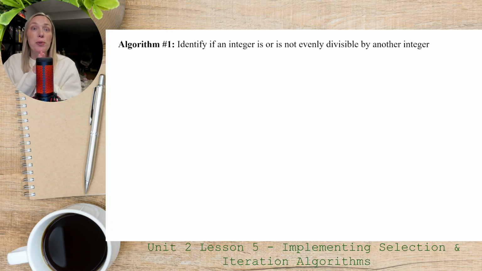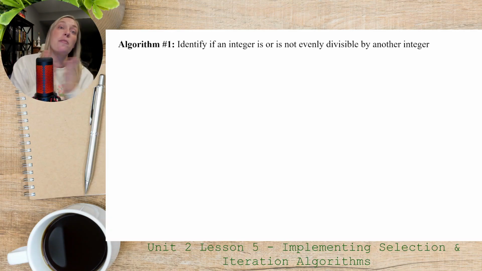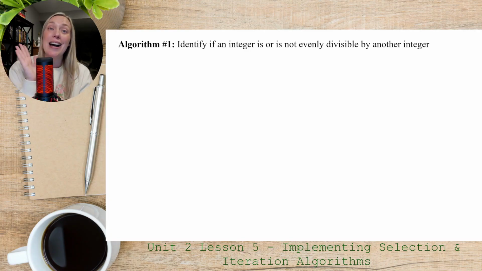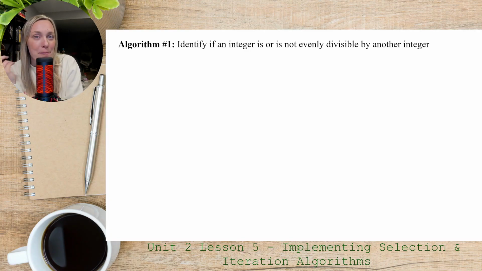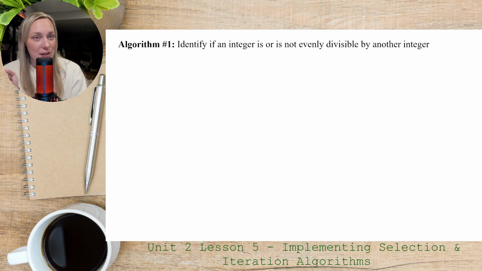Now the way we're going to go through this is talking about what the algorithm wants you to do. We're going to go through the steps, and then we're going to apply the code to it. So the first algorithm we're going to go through is identifying if an integer is or is not evenly divisible by another integer. And I know what you're going to say. The first thing is always, don't we have an operator for this already? And we do. And we're going to talk about that operator after this algorithm.